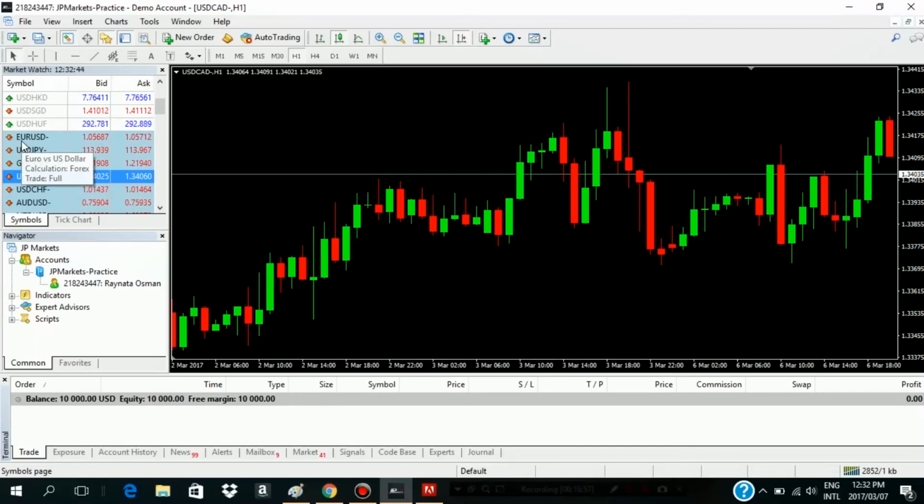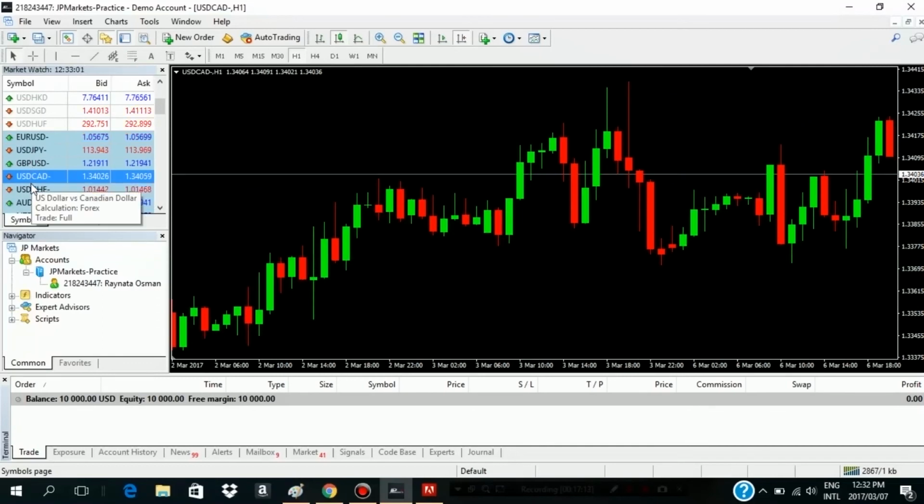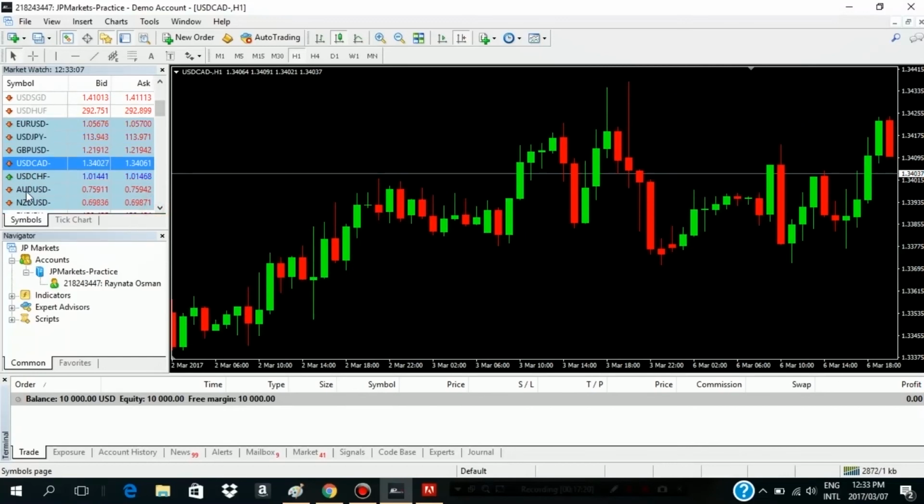And how you learn your different currency pairs is you can hover over the currency pair and it will tell you which country or which currency it is. So this is the US dollar versus the Japanese yen, the Great British Pound versus the dollar, the US dollar versus the Canadian dollar, the US dollar versus the Swiss franc, the Australian dollar versus the US dollar, the New Zealand dollar versus the US dollar.